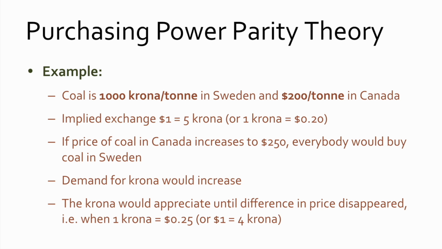So if the price of coal in Canada increases to $250, everybody would buy coal in Sweden. And the demand for the krona would increase because everybody's racing to buy the cheaper coal somewhere else in the world. So the krona would appreciate until the difference in the price disappears. Naturally it will work its way out of the system. In other words, the deals will be fleeting. The better deal that you get in one country or another will eventually wash out as money flows to the low-priced area, and that effectively causes the exchange rates to adjust, which brings it back into an equilibrium.